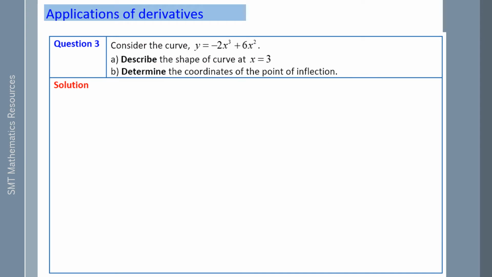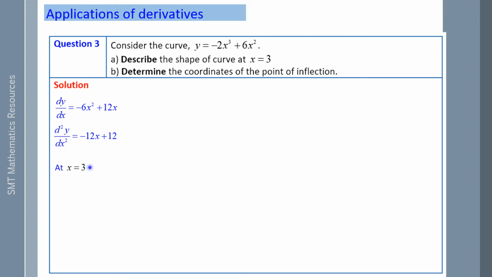Question 3. Consider the curve y equals negative 2x cubed plus 6x squared. This is another cubic. Describe the shape of the curve at x equals 3. Determine the first derivative by applying the power rule. So 3 times negative 2, 2 times 6, and minus 1 from each power. The second derivative is going to tell us whether it's concave up or concave down. So deriving it again, we get negative 12x plus 12.